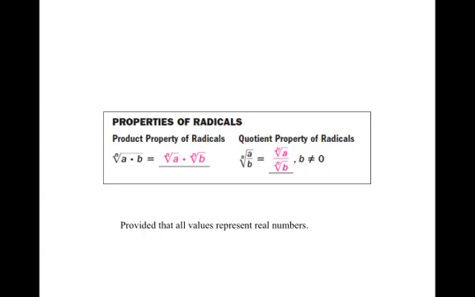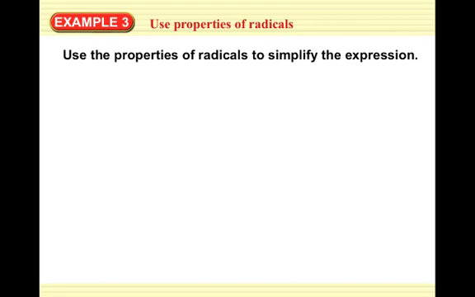Okay, some properties of radicals. There's the product property of radicals and the quotient property of radicals, and they come from these properties of exponents for rational exponents. The nth root of a times b is equal to the nth root of a times the nth root of b. And the nth root of a over b is equal to the nth root of a divided by the nth root of b, where b is not equal to 0, and where all of these values represent real numbers.